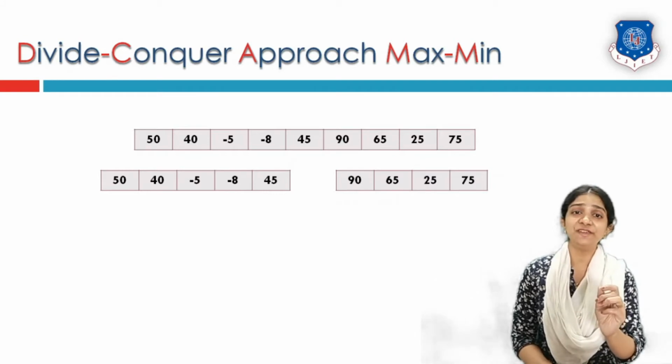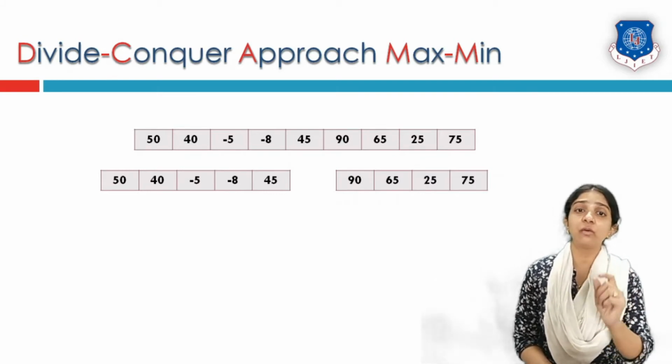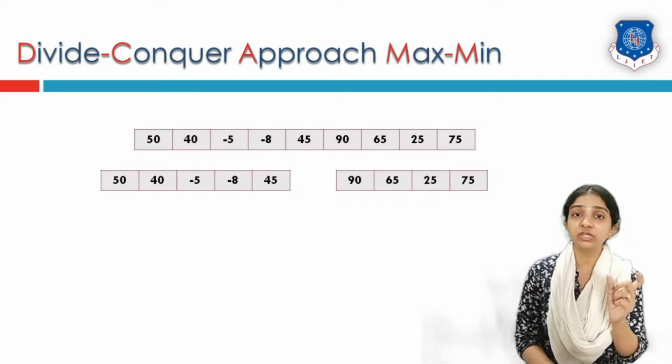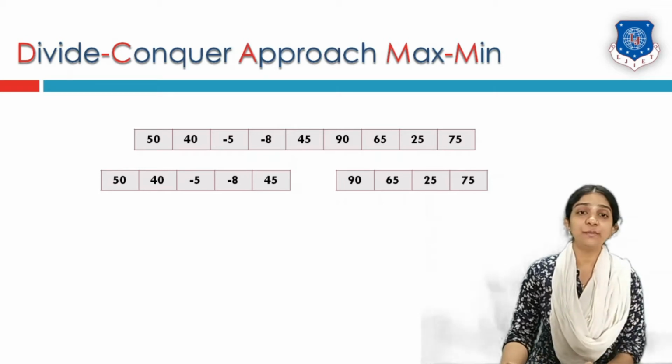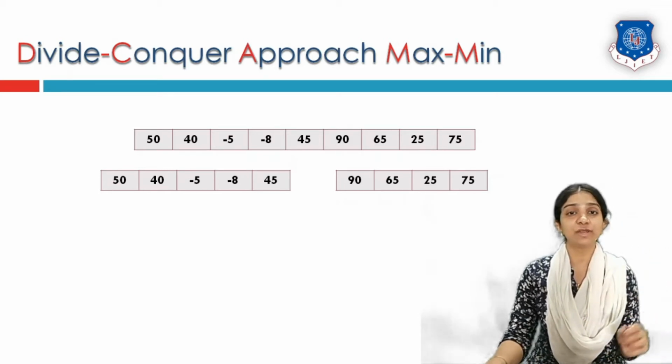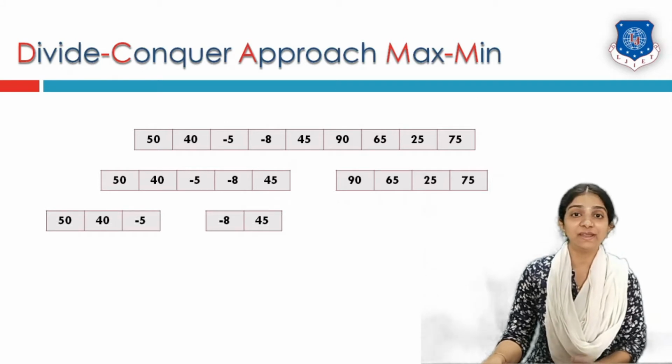Because it would be easier for us to find maximum and minimum elements if there are only one element or two elements in our list. So let us keep on dividing the list. First we will consider the left side sublist. That would be divided again into halves from the middle.